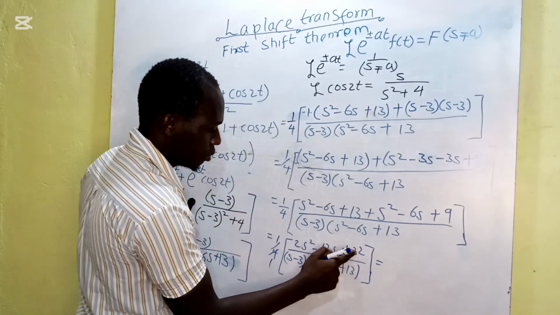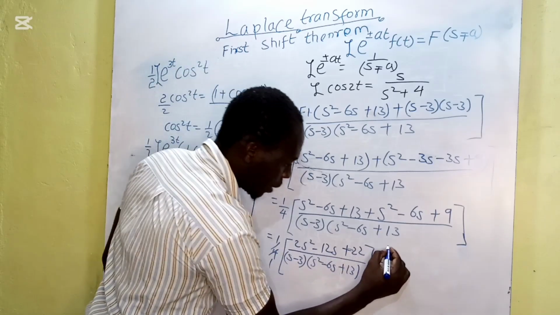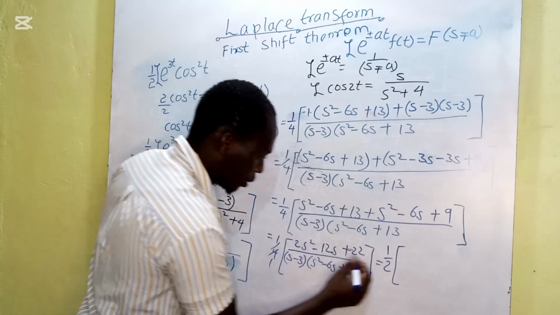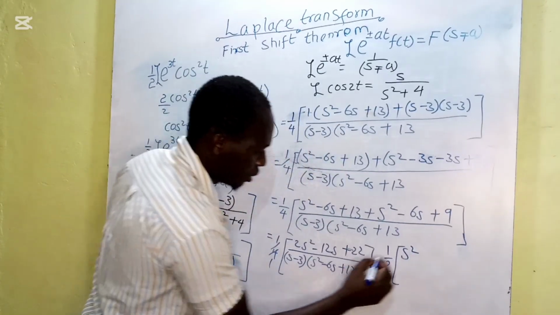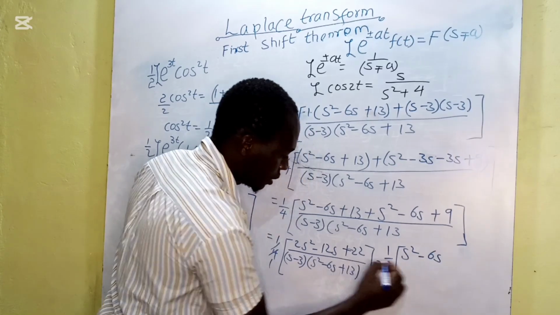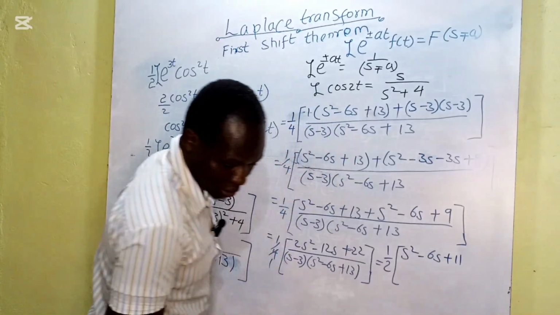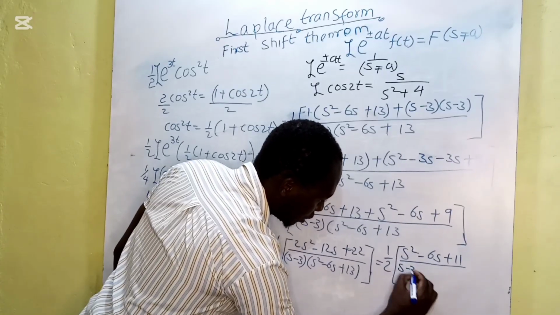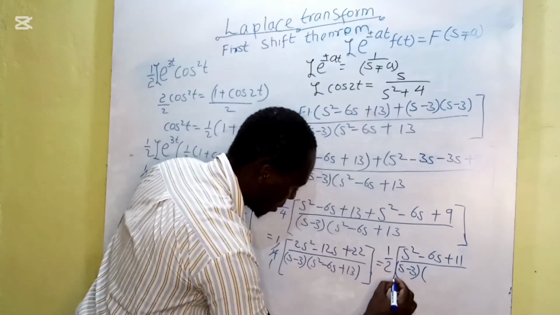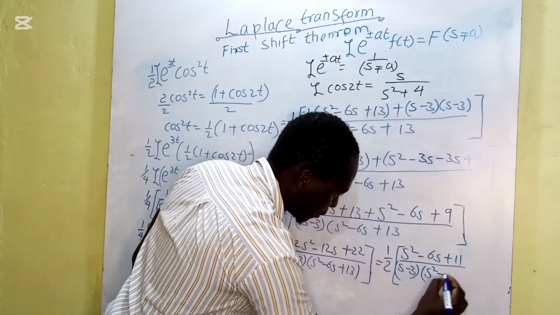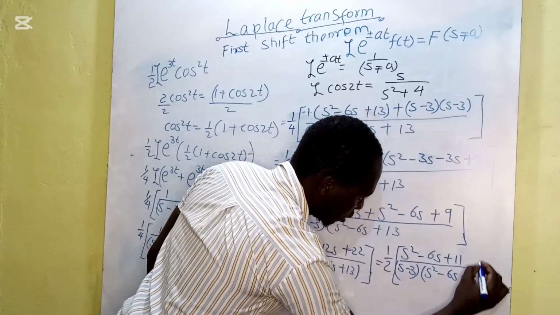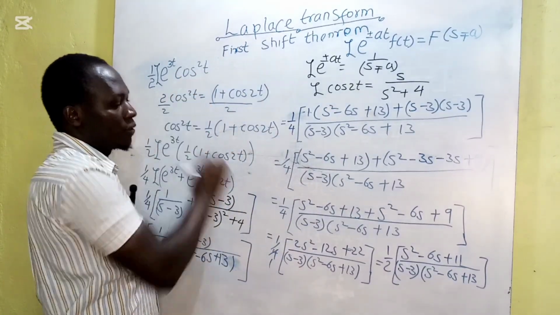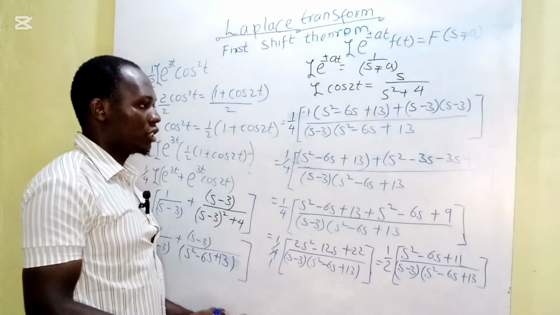Here we are going to factor out 2, and now we are going to have a half into s squared we subtract from 6s we add to 11 all over s we subtract from 3 we multiply by s squared we subtract from 6s we add to 13. And this is how you go about simplification of this function using the first shift theorem.